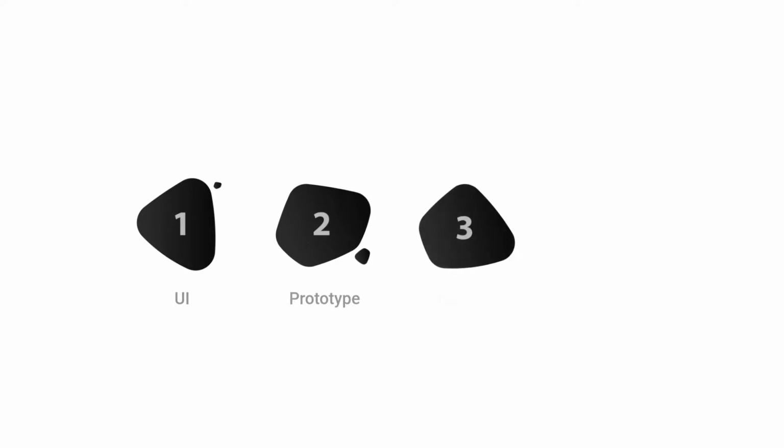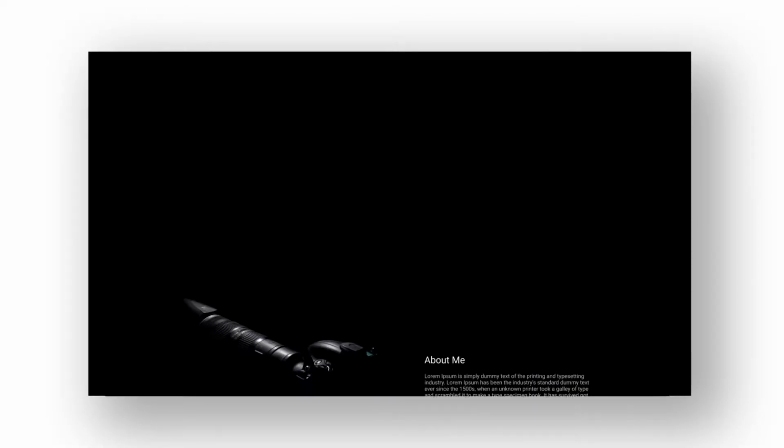Now, we will see this in 4 separate stages. Stage 1, we will design the UI using Figma. Stage 2, we will prototype the designed UI. Stage 3, we will design the mockup. And finally, in stage 4, we will animate the designed UI. In this video, we will be covering stage 1. We will be designing the UI just like the one you see on the screen.